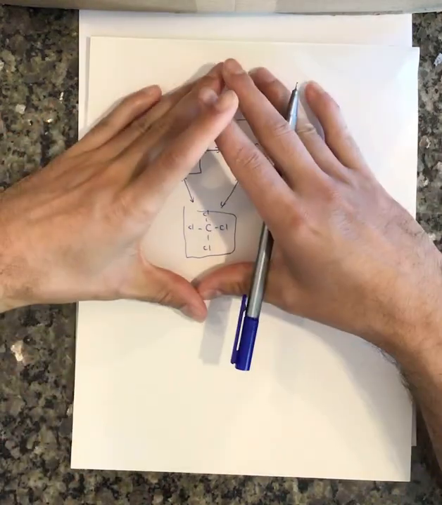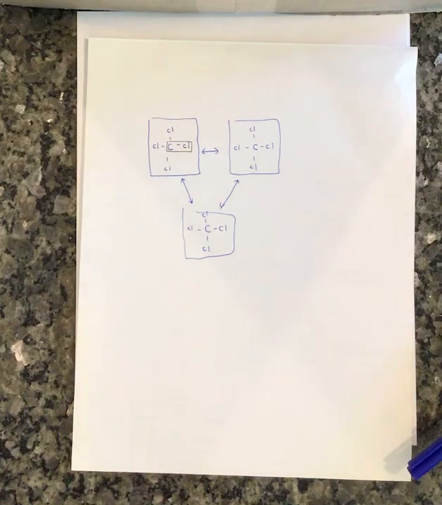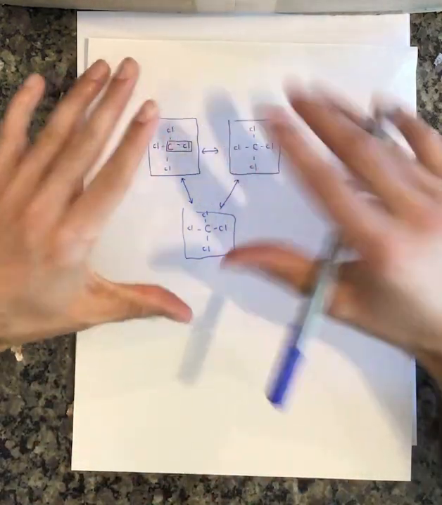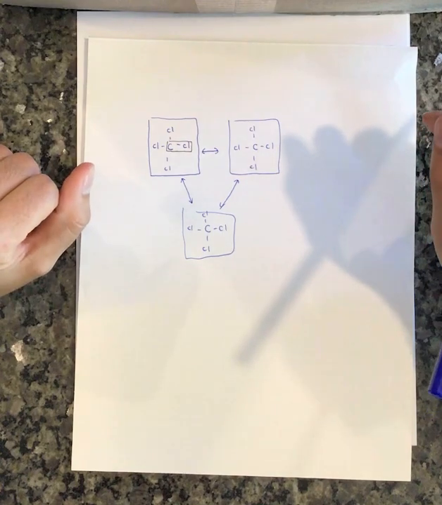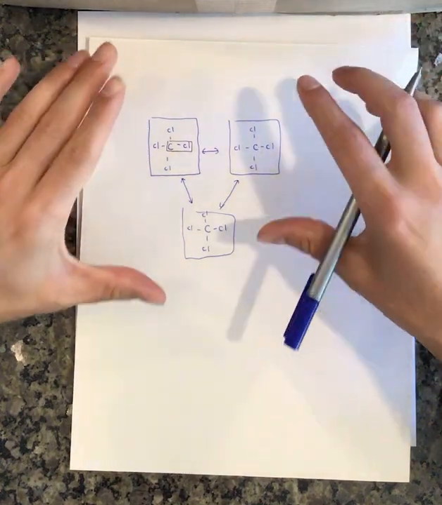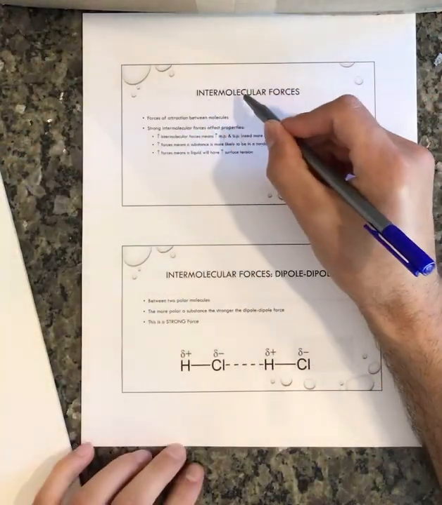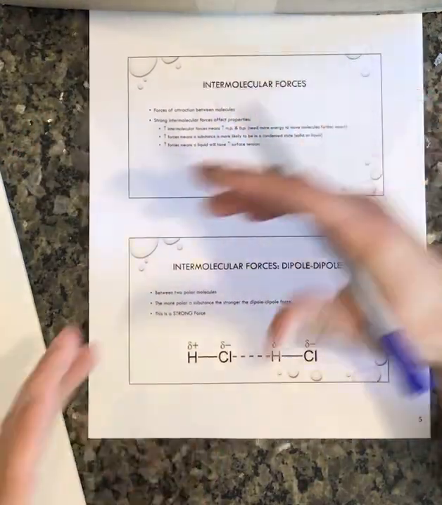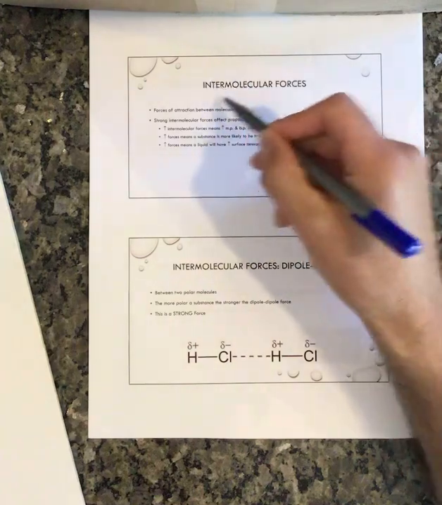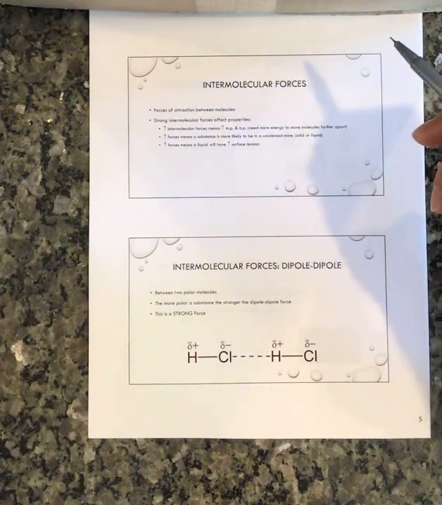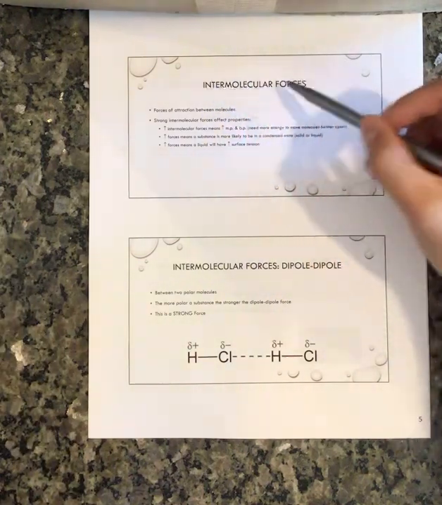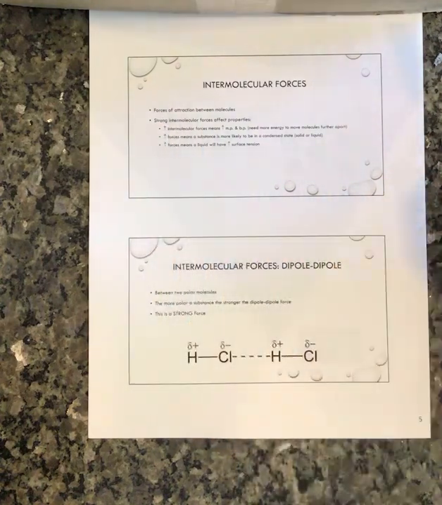There's an attraction. Are they attracted to each other? Do they repel each other? Do they want to stay close or not? So that's the last part that we're going to be looking at here, and we call this intermolecular forces. Between molecules and the forces that are in between them. And that's what this here stands for. So, intermolecular forces. There's forces of attraction between molecules.